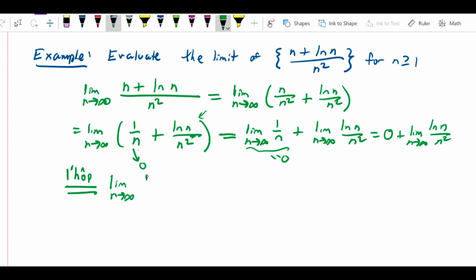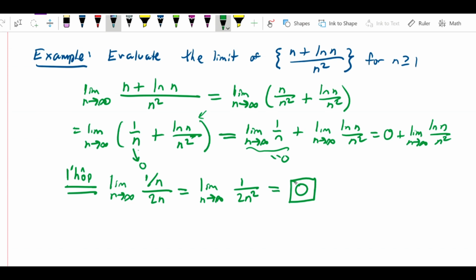The derivative of the natural log function is 1 over n, if it's the natural log of n. The derivative of n squared is 2n. So this is equal to the limit as n approaches infinity of 1 over 2n squared, which of course equals 1 over infinity, which is 0.